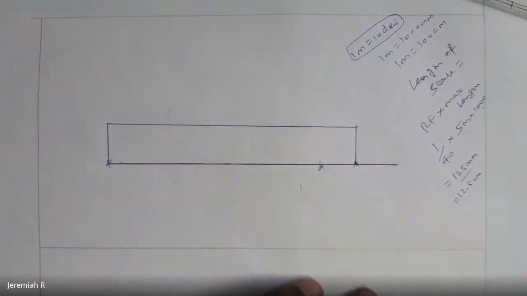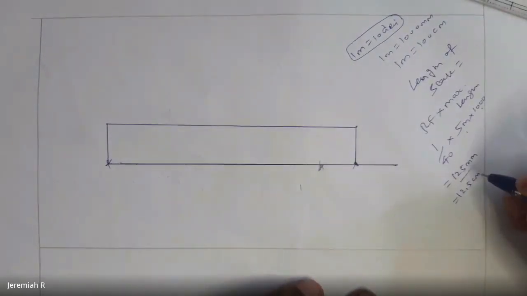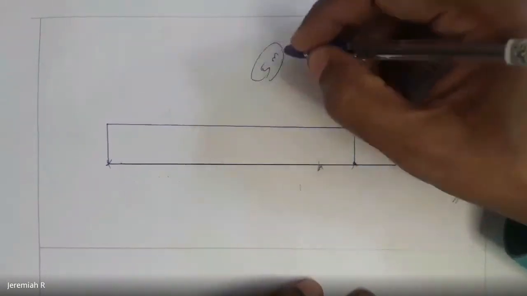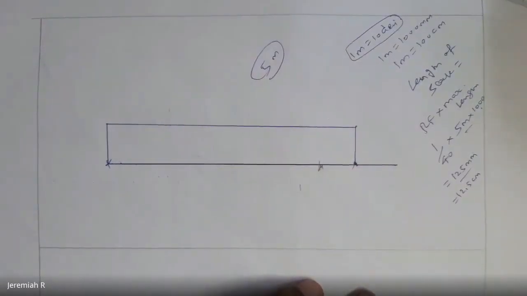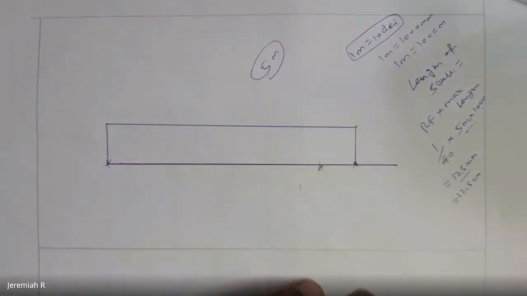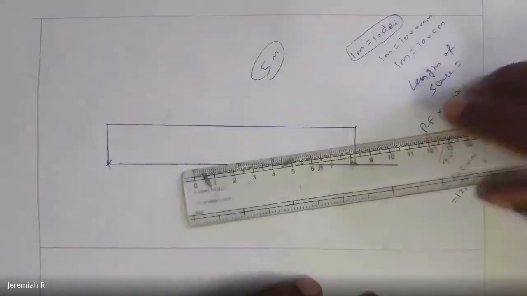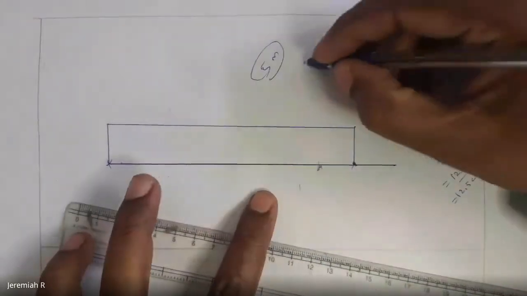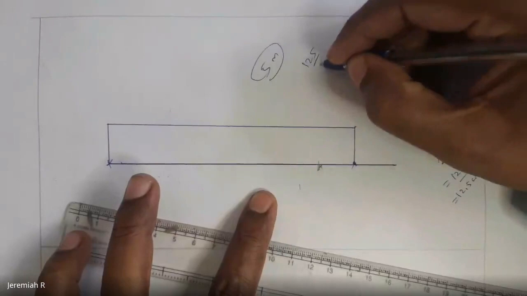Then what we have to do? The maximum length to be measured is 5. So then what we have to do? This entire distance you have to divide into 5 equal distances. I already told you. So here 125 by 5, you'll get 25.